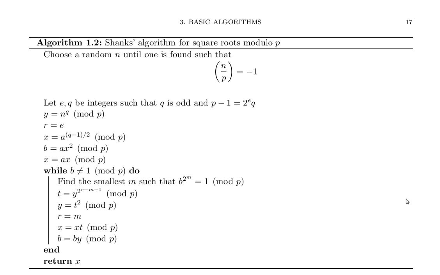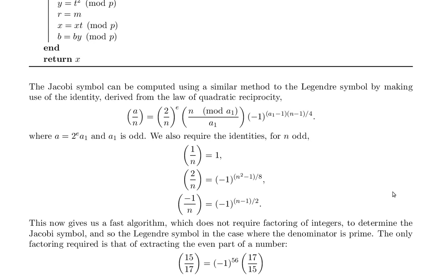So in that algorithm, while b is not equal to 1 mod p, do: find the smallest m such that b to the 2 to the m equals 1 mod p. t equals y to the 2 to the r minus m minus 1 mod p. y equals t squared mod p. r equals m. x equals x t mod p. b equals b y mod p. And then end. So that stuff is in the middle of the while loop. Then return x.